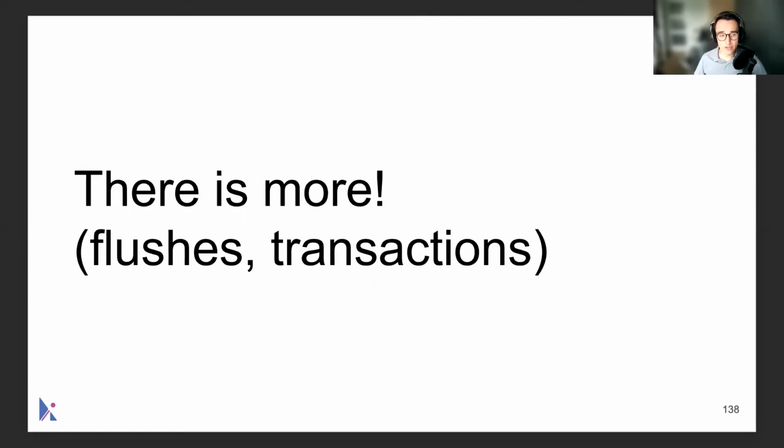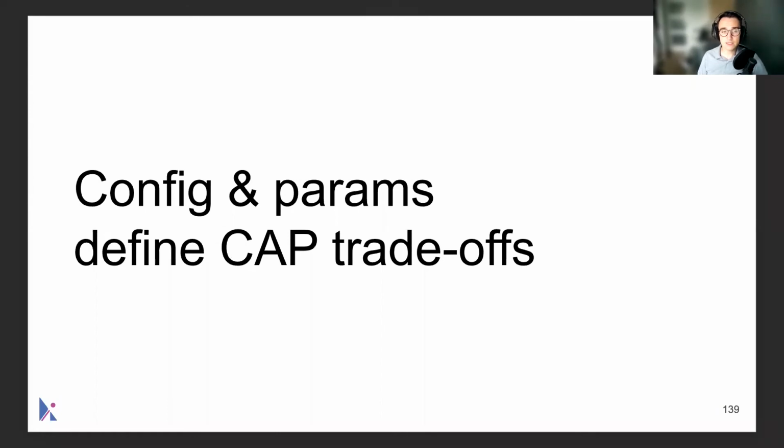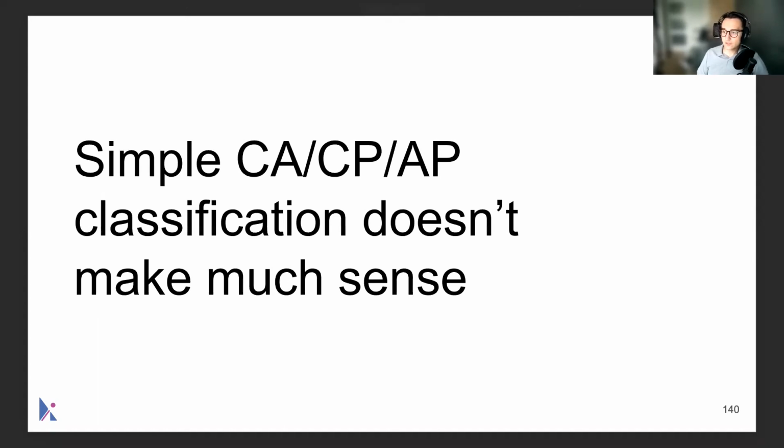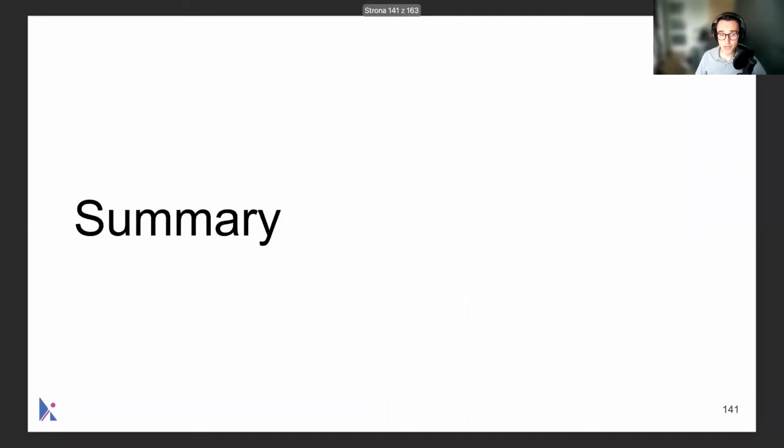And of course, there is more than that. There are flushes, so the way we are flushing changes to the hard drives. There are transactions, so transactional write semantics. There are a lot of different configurations that could help us to tune Kafka as we want. So as you can see, the configuration parameters basically define the CAP trade-offs. And this should also be proof that a simple CA/CP/AP classification of the system doesn't make much sense, because it all depends not only on how the system has been designed, but also on how we are using it and what configuration properties we provided.